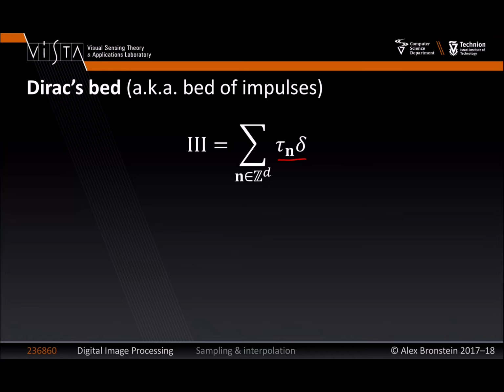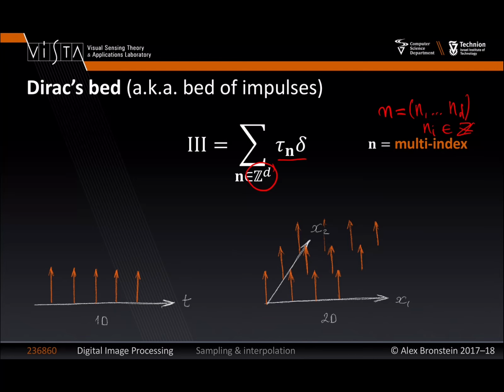So basically, what we have here is just a collection of translated deltas on the integer lattice Z^d. So n is a multi-index. I think I wrote it here. n looks like n1 until nd, and every ni is in Z, is an integer number. So you see, it looks like this in 1D. It looks like this in 2D. I'm using these arrows to indicate deltas, right? Of course, these are not functions, but these are shifted delta distributions.